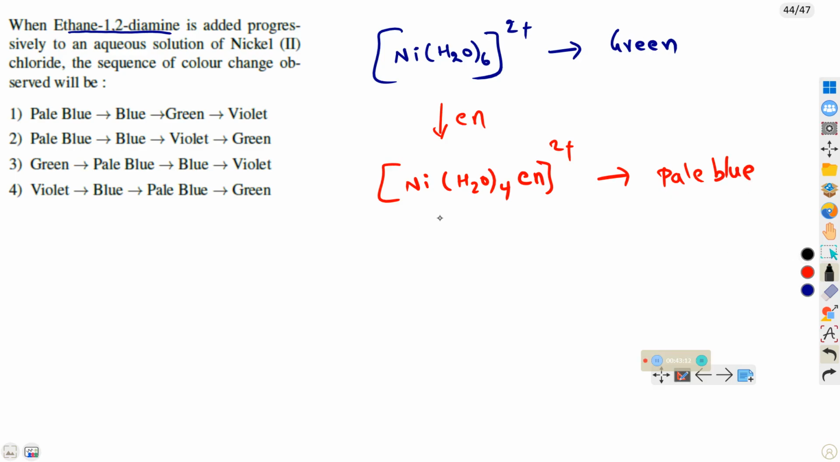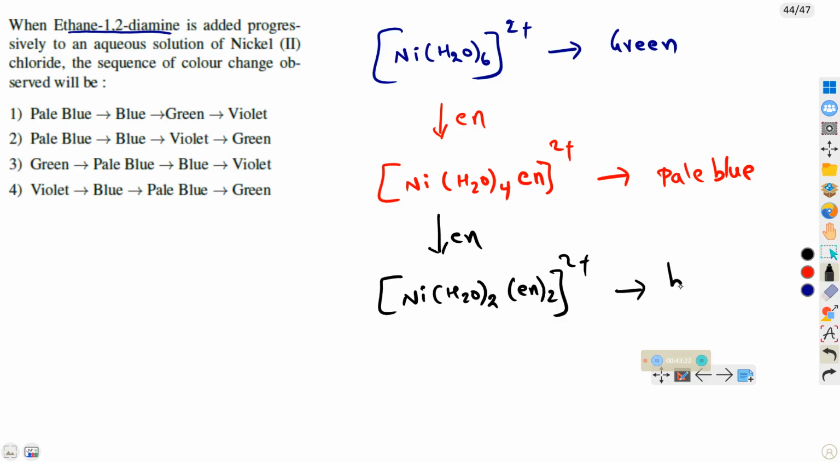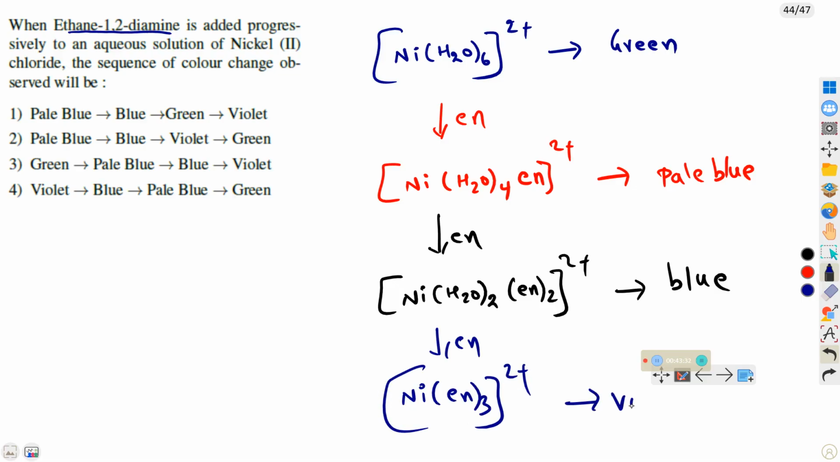Now add another mole of en. Then [Ni(H2O)2(en)2]2 plus, blue color. Now add another mole of en. Then [Ni(en)3]2 plus, violet color. Green, pale blue, blue, violet.